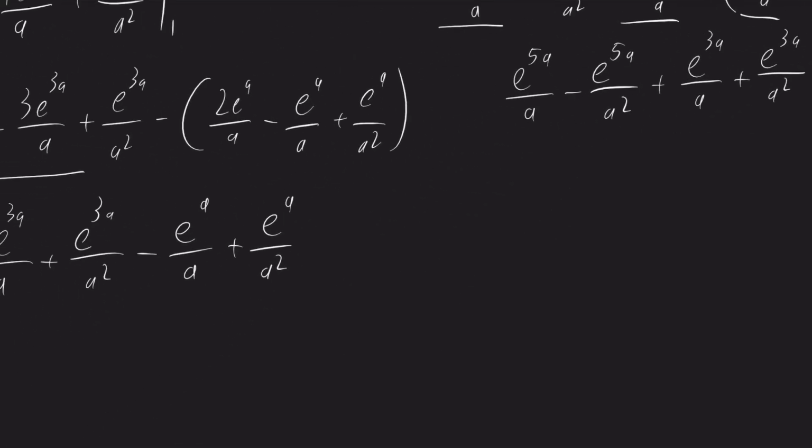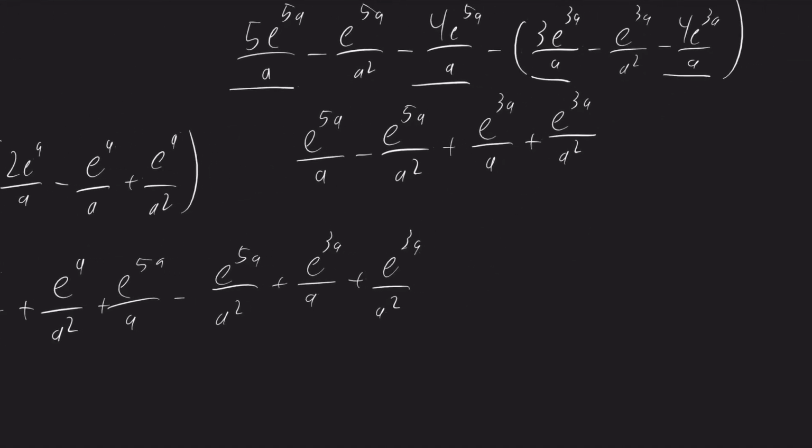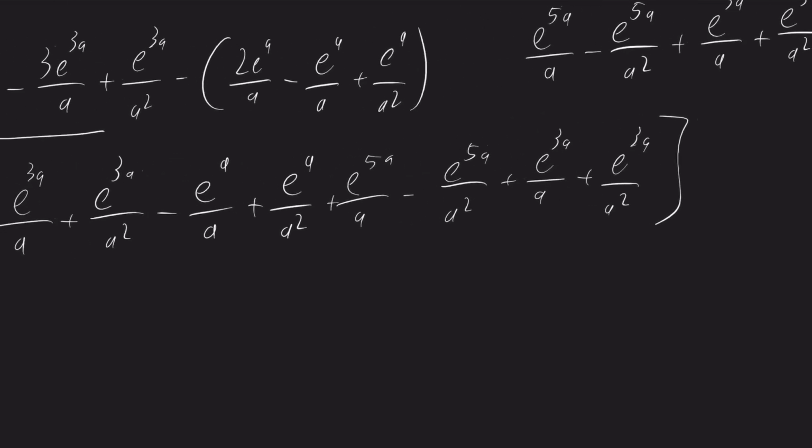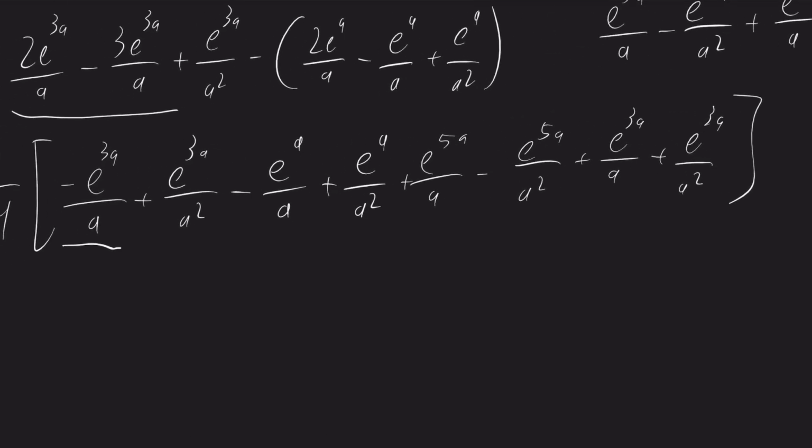I'll copy these values down here onto one line. So it's plus e to the 5a over a minus e to the 5a over a squared plus e to the 3a over a plus e to the 3a over a squared. And all that had the 1/4 in front. Now some of these terms will also combine. We have this negative e to the 3a over a and this positive e to the 3a over a. Those will cancel. We have this e to the 3a over a squared and this other e to the 3a over a squared. That'll become 2e to the 3a over a squared.